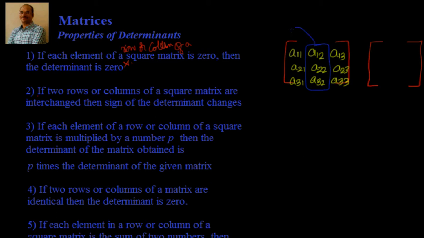That column I want to move to the left side. So what will it become now? It will become A12, A22, A32, and if I move it that side, then I will have here A11, A21, A31, and at the end I have A13, A23, and A33. Okay.